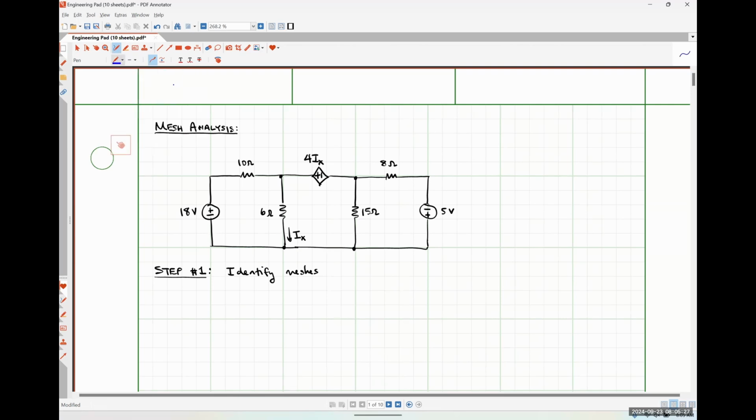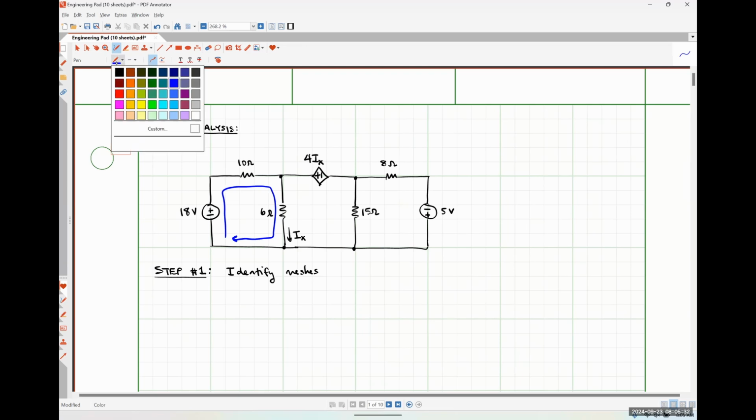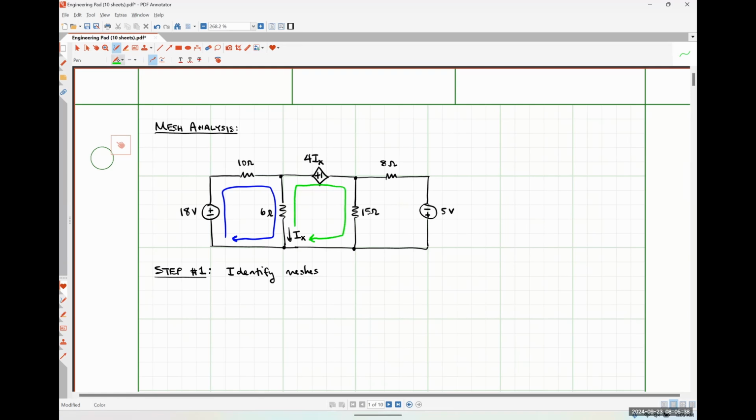So I'm going to put a mesh here around this path, a mesh here around this path, and a mesh here around this path. Now, generally speaking, I don't usually draw my mesh currents like this, but while we're starting out, this is what I'm going to do. You might see me do it later as just a little loop like that, indicating effectively the same thing. Okay. So we have identified our 3 meshes.